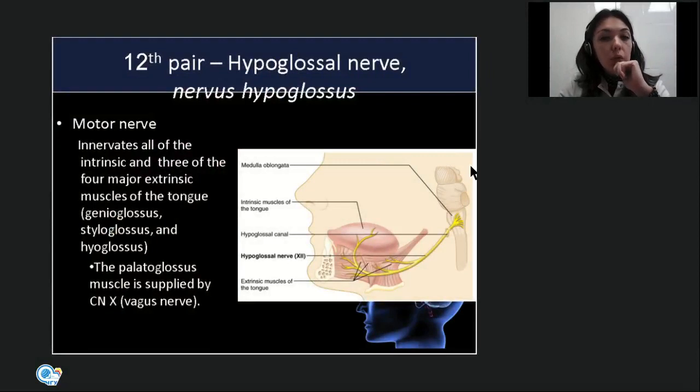And so the 12th pair of cranial nerves is the hypoglossal nerve, nervus hypoglossus. It is a motor nerve. It supplies all the intrinsic muscles of the tongue and 3 of the 4 major extrinsic muscles, except the palatoglossus that is supplied by the vagus nerve, yes.